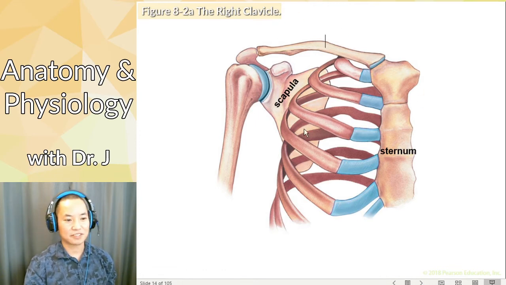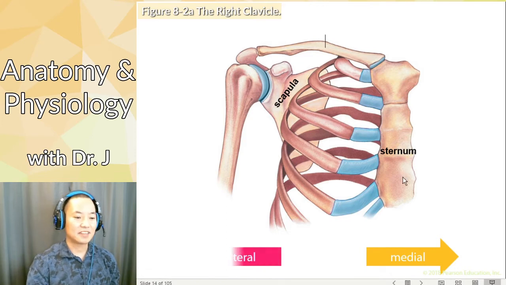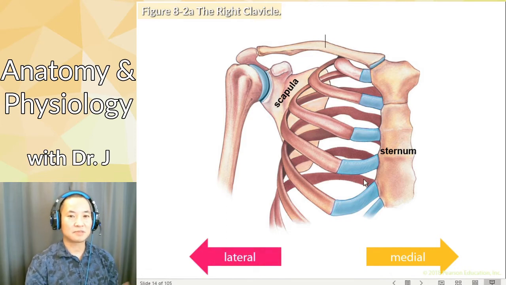I'm just showing it for reference. So this part right here, the scapula, is part of the pectoral and shoulder girdle. And then again, medial toward the midline. And then you have lateral, that's away from the midline. So what we're seeing is the right pectoral girdle.